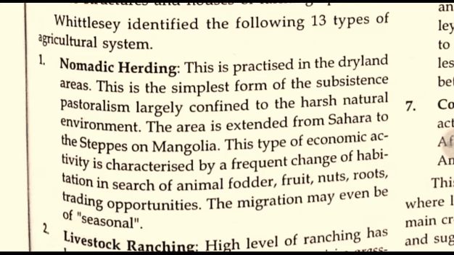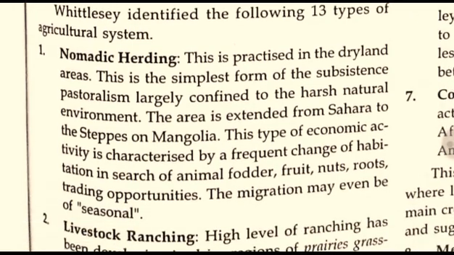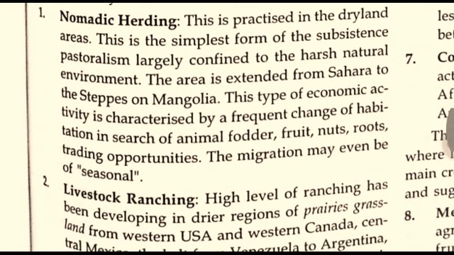Nomadic herding is practiced in the dry land area. This is the simplest form of subsistence pastoralism, largely confined to harsh natural environments where the climate is extremely harsh. The area extends from the Sahara to the steppes of Mongolia.